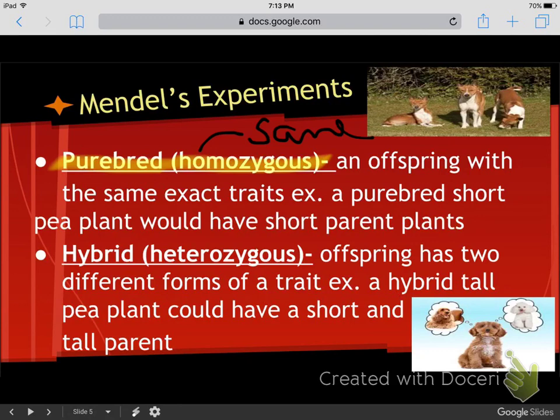So two different traits, right? Another word for hybrid is heterozygous, with the prefix hetero meaning different. Okay, so heterozygous is an offspring that's going to have two different forms of the trait. If the trait is for height, then that means it's going to carry a tall and a short trait.